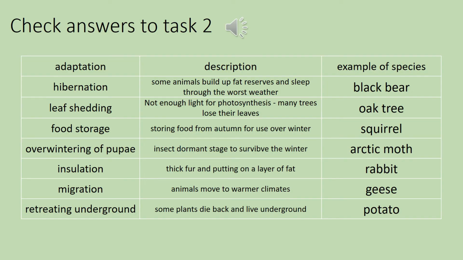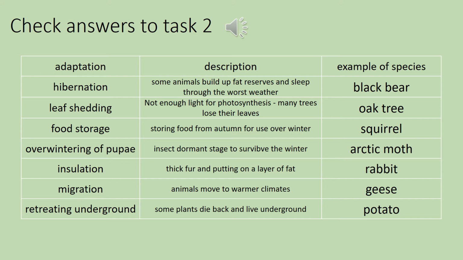So, task 2. All we had to do was identify the adaptation, the description, and give an example. So, checking yours. Hibernation is when some animals will build a fat reserve and sleep through the worst weather. An example of that would be the black bear. I know a lot of times when I would like to hibernate. Leaf shedding is when not enough light is about for photosynthesis, so many trees will lose their leaves. An example of this would be the oak tree. This tends to happen in the winter months when the light is less.